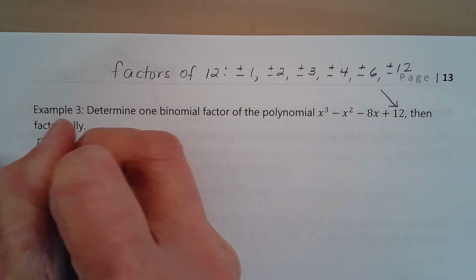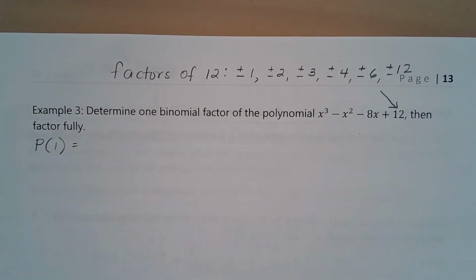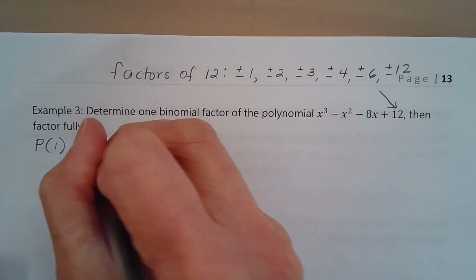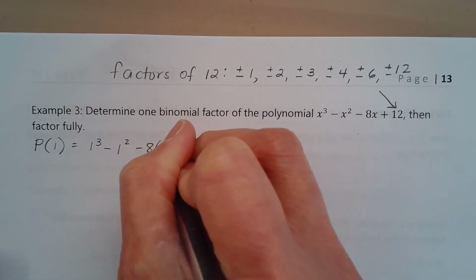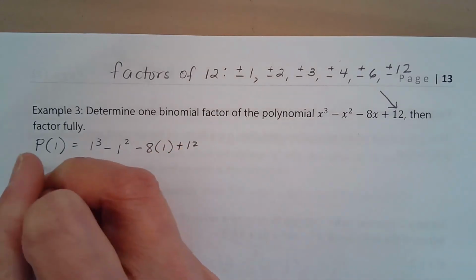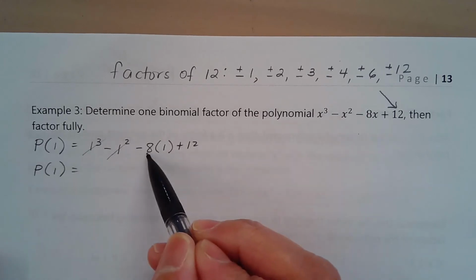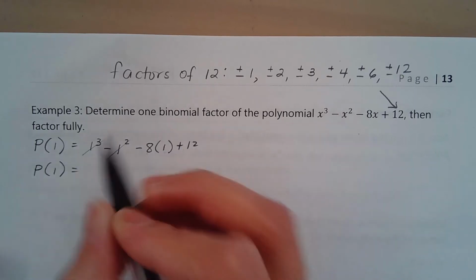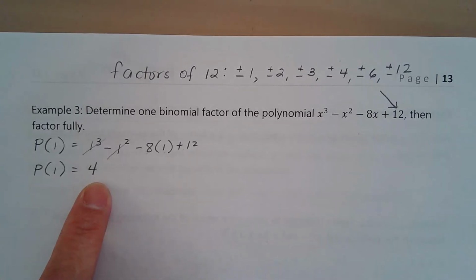What is P of 1? It's 1 cubed minus 1 squared minus 8 times 1 plus 12. So P of 1 is equal to, this is gone, this is minus 8 plus 12, it's going to be 4. The remainder is 4. That's not good. We don't want that one.